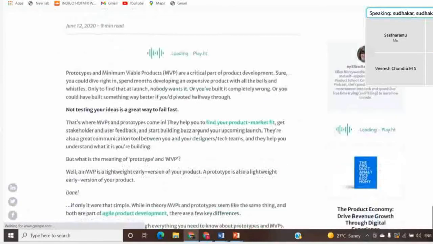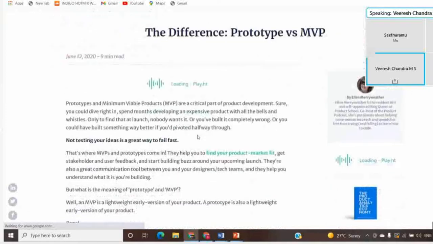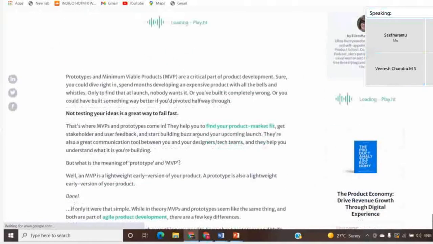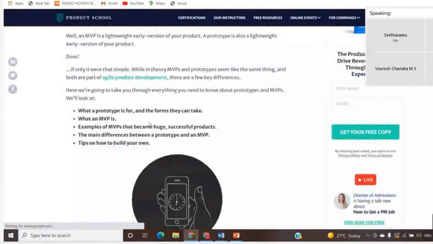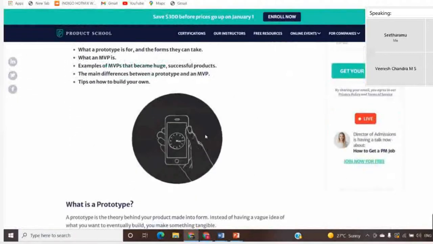So here you can see many differences, all right? So what is a prototype, forms they can take, what is an MVP, examples of MVP. Because we do not have a textbook, we have to work a bit harder in order to get this information.